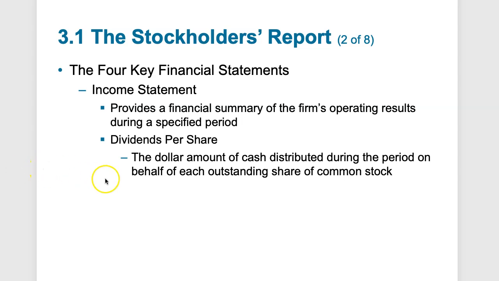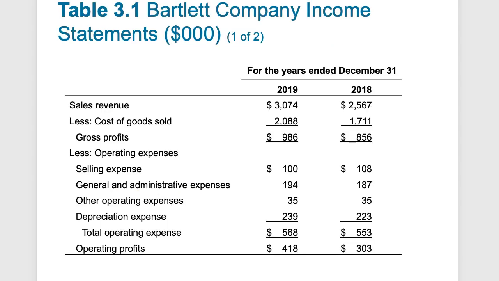It also is going to look at and show the dividends per share. So this would be the cash distributed to shareholders during that period. And that's a very important aspect of the income statement. So let's look at an income statement here. So let's look at 2019 versus 2018.